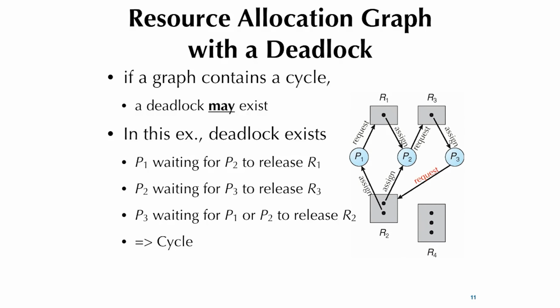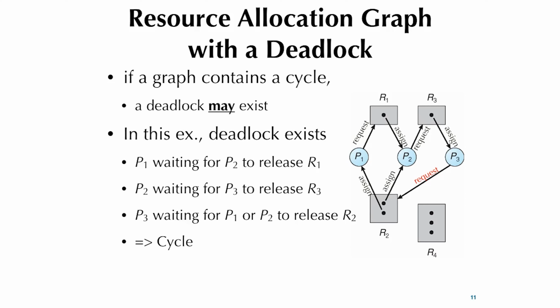However, if you just add one edge, suppose P3 makes a request to R2, okay? That edge with the red label, the diagonal request, what happens? Then a deadlock may exist. Does it just say it exists? Well, not necessarily, depending on your timing, right? So a deadlock may exist. Why? Because it just depends on where it's being blocked.